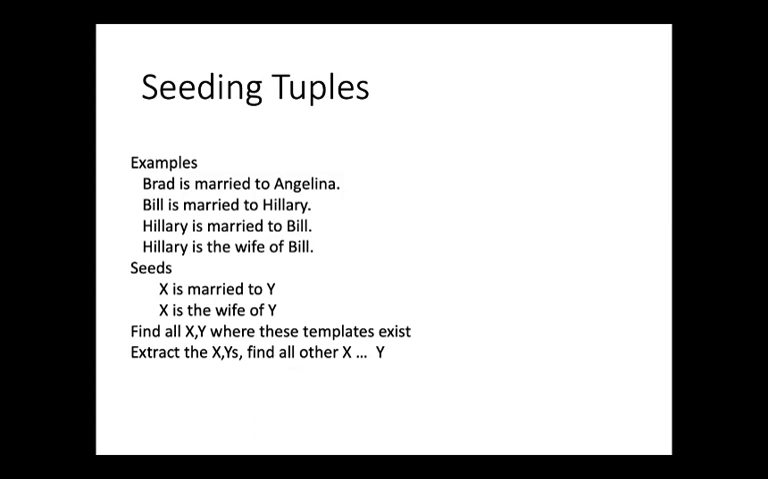And what seed templates could we start off with? Is married to, is the wife of, is the husband of. So basically, we can find all X and Y where these templates exist, and we can extract the X's and Y's and find more tuples.